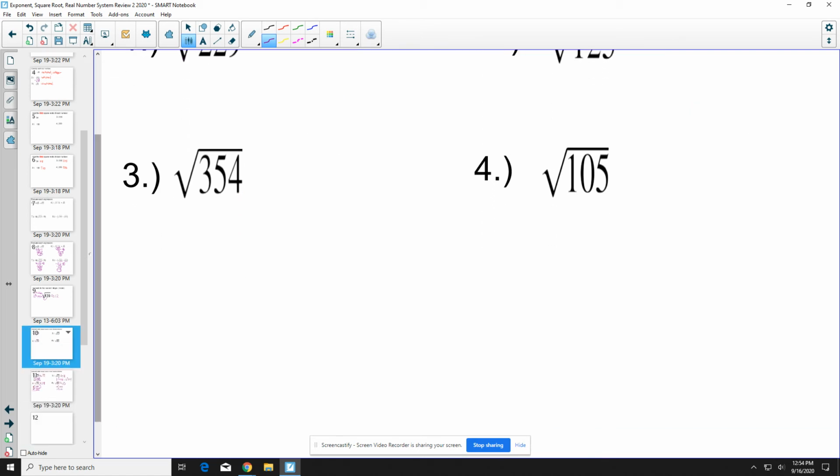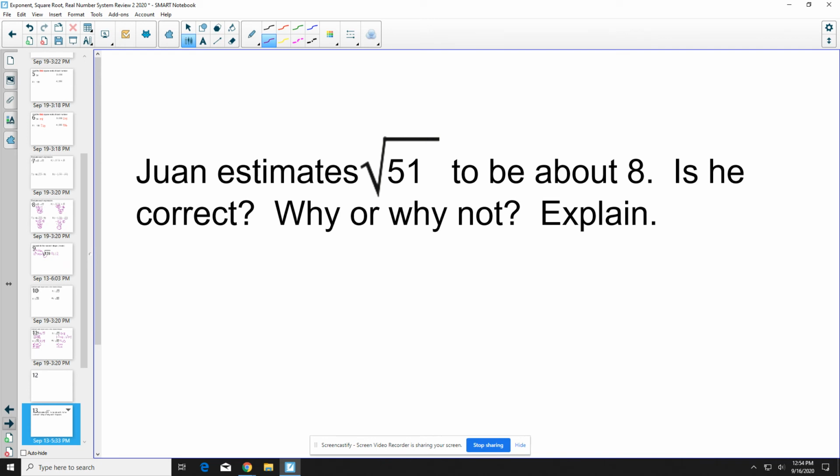Okay, so let's go to our next problems. Okay, think about this one. Juan estimates square root of 51 to be about 8. Is he correct? Why or why not? Think to yourself. Do you think square root of 51 is about 8?